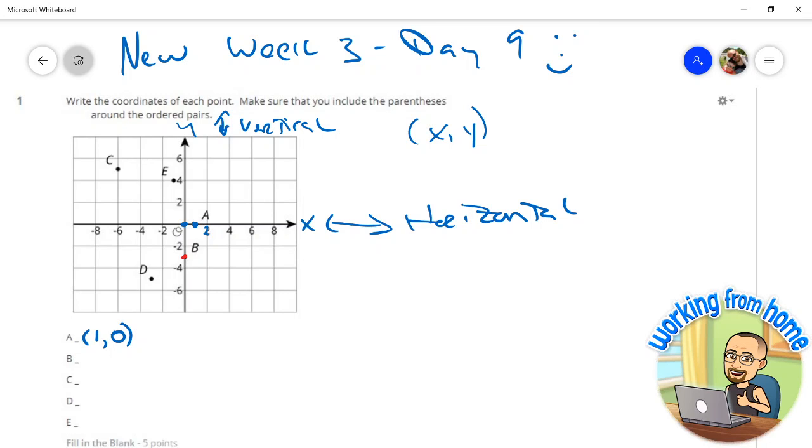B is right here. Now, we're going to notice, first of all, it's below the origin, which means one of the numbers is going to be negative. So let me see if I can remember this. This upper right-hand quadrant, or quadrant number 1, is going to be positive, positive. Quadrant number 2, that's going to be negative, positive. Quadrant number 3 is going to be negative, negative. And quadrant number 4 is going to be positive, negative. Okay.